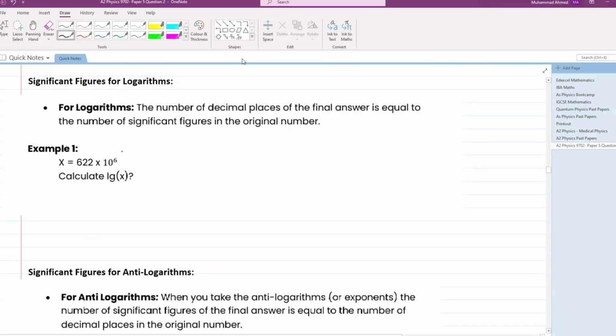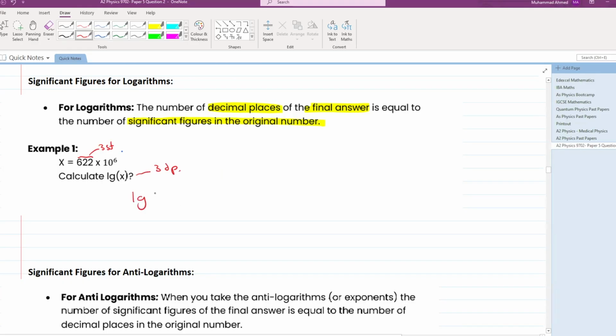Very easy rule again. For logarithms, the number of decimal places in the final answer is equal to what? Is equal to the number of significant figures in the original number. Perfect. Let's apply it. If you analyze here, how many significant figures do we have here? 3 significant figures. So the final answer will have 3 decimal places.